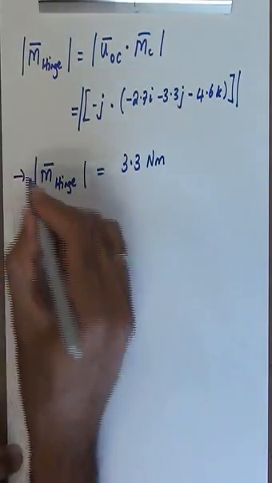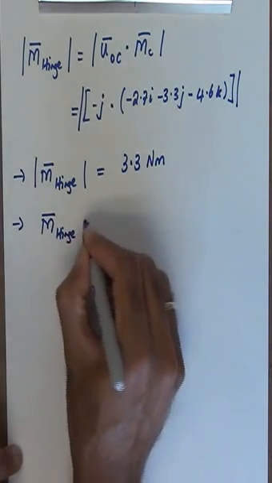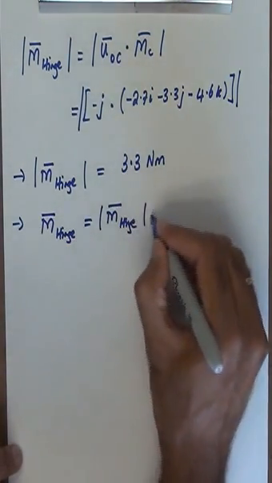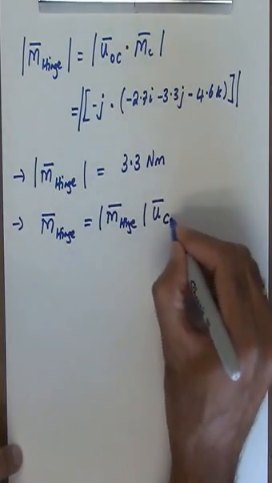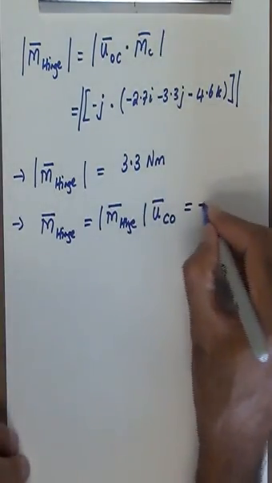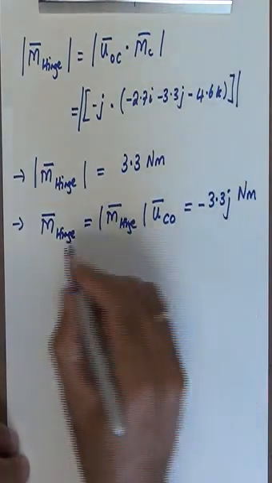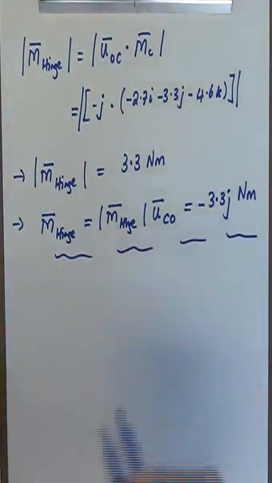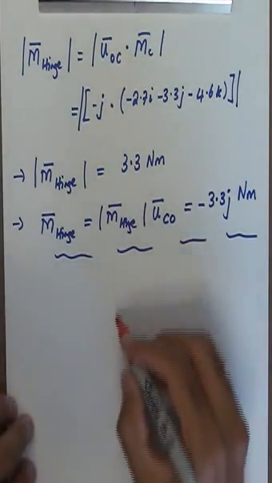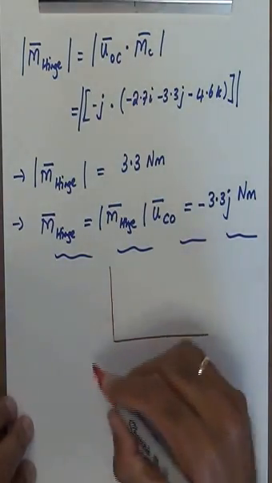But if I have to write this as a Cartesian vector, then M hinge is its magnitude times the unit vector from C to O, as we have discussed before, and this is going to be minus 3.3j Newton meters. And once again, why is it the unit vector from C to O and not O to C? This can be very easily seen from the following figure.